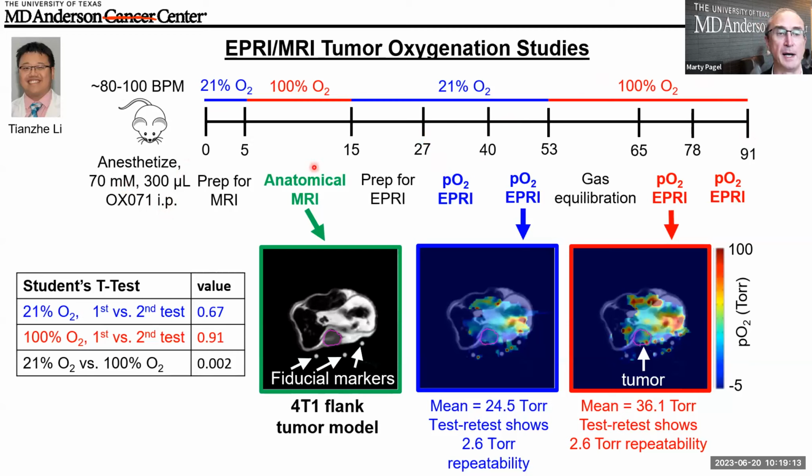So we prep for MRI and do anatomical MRI to identify the location of the tumor relative to the fiducials. Then we prep for EPR. Again, that just takes 10 to 12 minutes. Normally we're done after 10 minutes, and we're just waiting around a couple of minutes for consistency. So all of our mice start at 27 minutes.